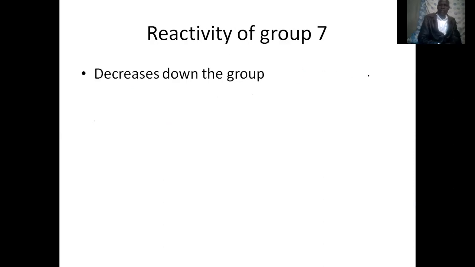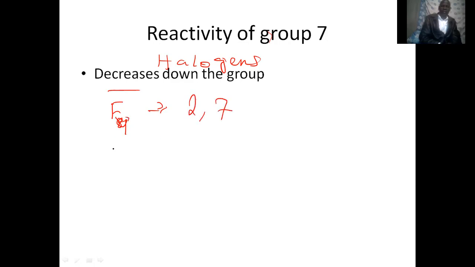Reactivity of group 7 elements, which we call halogens. The reactivity decreases down the group. As we saw, fluorine has atomic number 9, meaning its electron configuration is 2,7. And chlorine has 17, meaning it is 2, 8, 7.